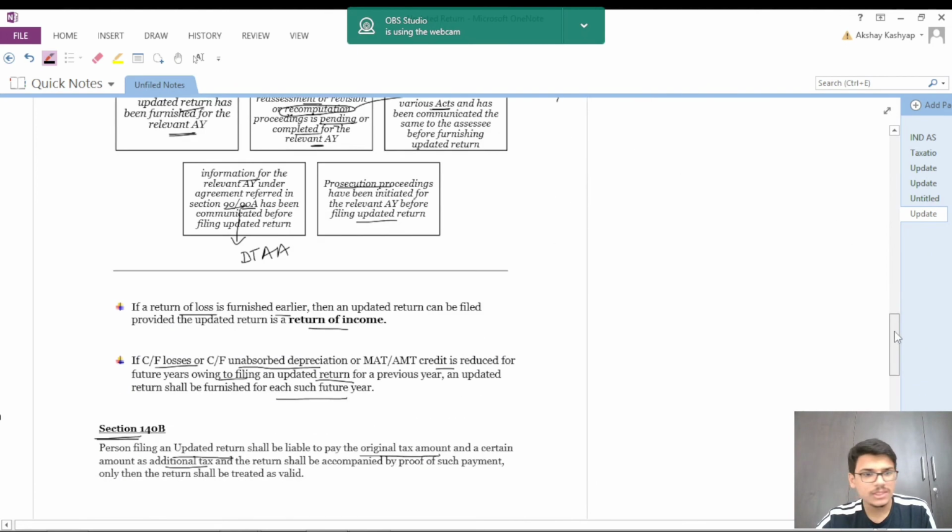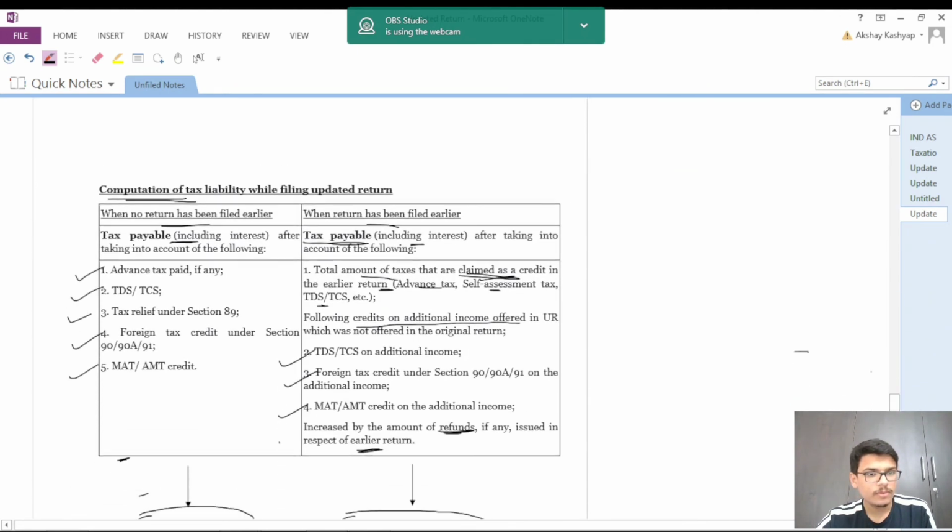Also, if you see here, where no return of income has been filed, these credits shall be allowed, but they have not included the credit of self-assessment tax that you pay after the previous year, but before filing the return of income. Suppose you pay self-assessment taxes in installments, then those credits are not allowed here. So that is an issue that needs to be clarified by the department or by the board.